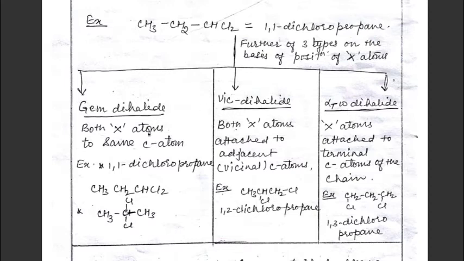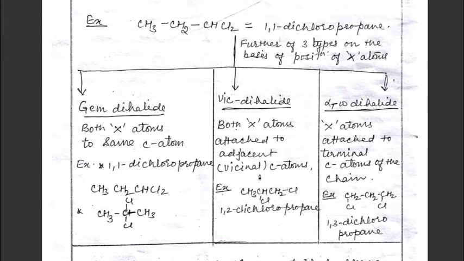Gem dihalides are those dihalides in which both halogens are attached to the same carbon atom. This is an example of gem dihalide. 2,2-dichloropropane. Both chlorine atoms are attached to the same carbon atom, so it is an example of gem dihalide. Vicinal dihalides are those dihalides in which both halogen atoms are attached to adjacent or vicinal carbon atoms.